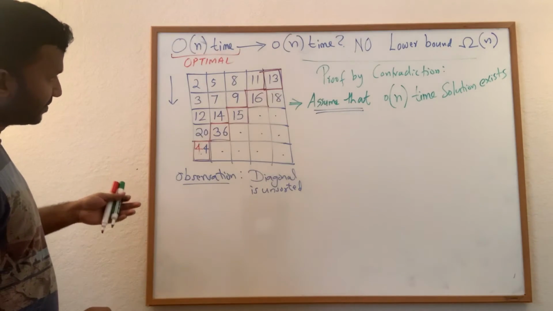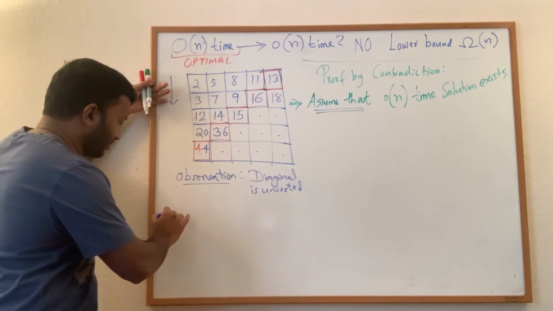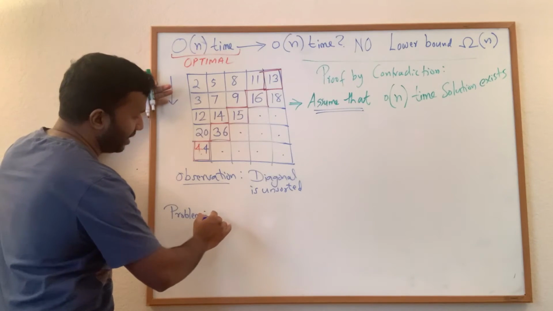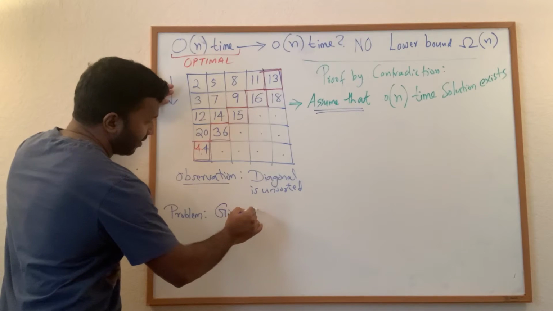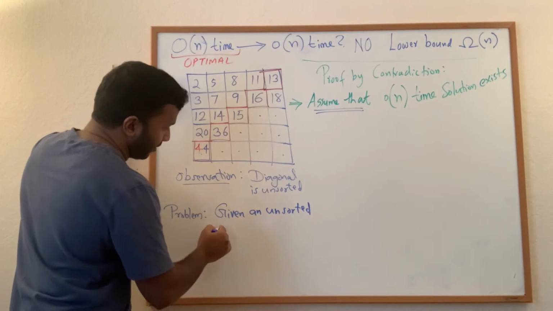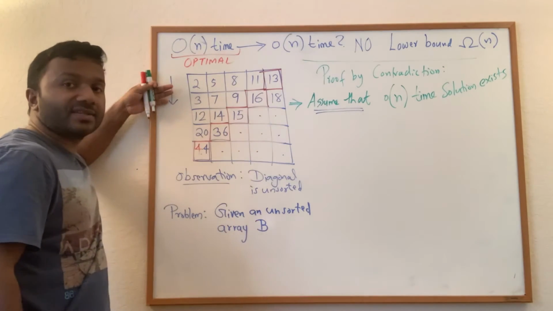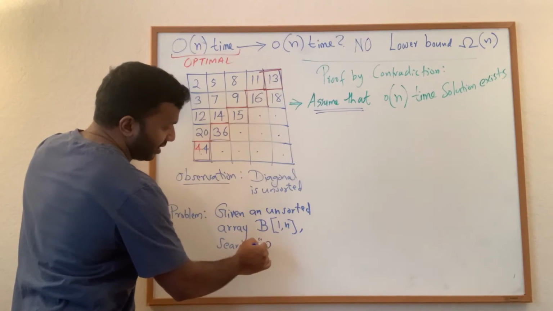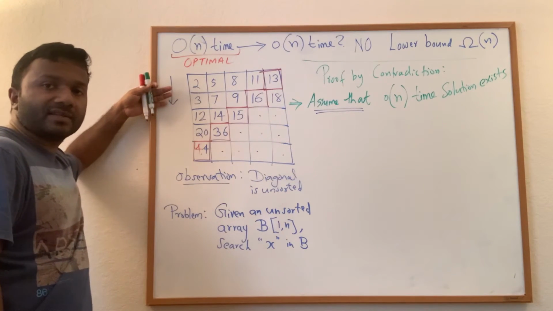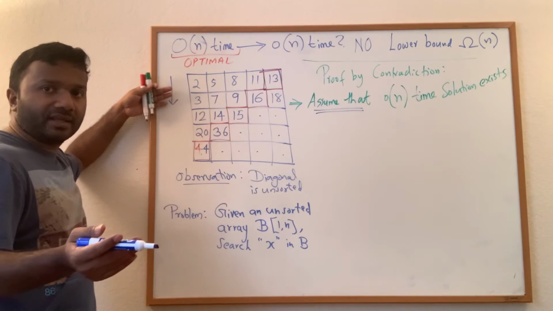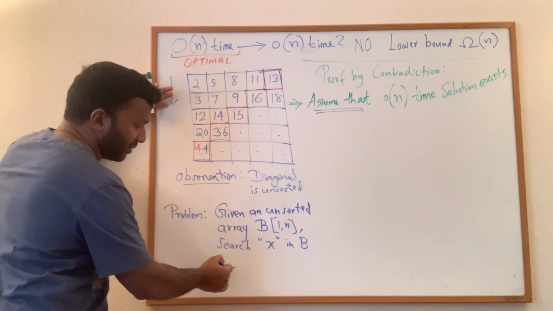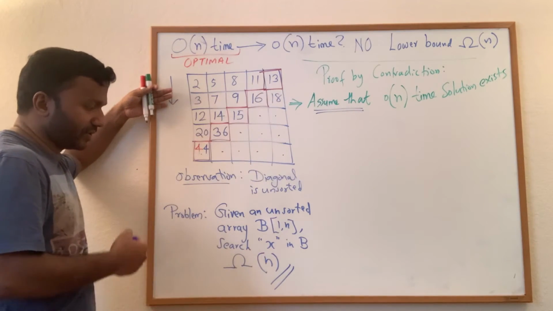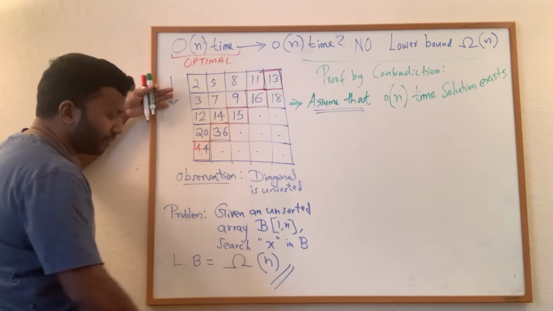Alright, so what I'm going to do is this. Let's take another problem where I give an array, let's say B. Given an unsorted array B of n numbers, search for a number x in B. Since B is unsorted, you have to scan the entire array, or at least look at all the numbers in B. So we can solve it in O of n time, and we must use O of n. So the lower bound for this problem is omega of n.